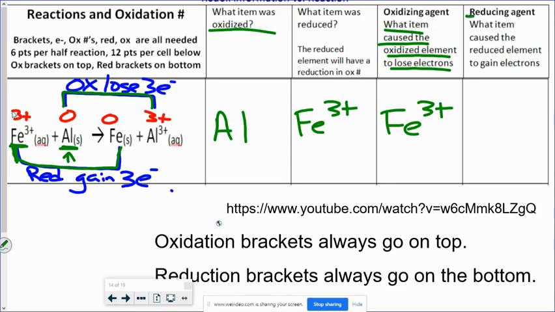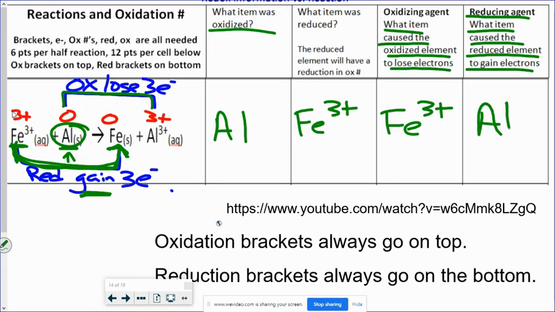The reducing agent. What item causes the reduced element to gain electrons? So again, this iron is reduced and turned into iron metal, and it needs to gain some electrons. What forced it to gain electrons? Well, this aluminum losing electrons forced these iron ions to take on the electrons, become iron solid. So the aluminum forced the iron ions to gain electrons, so the aluminum is considered the reducing agent.